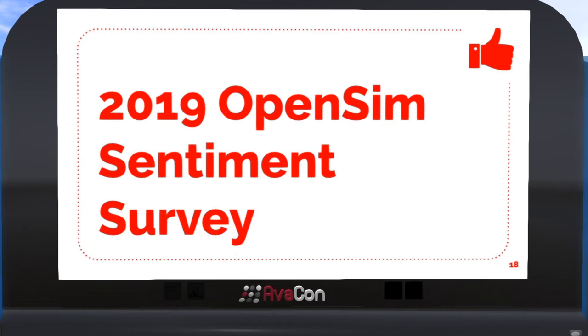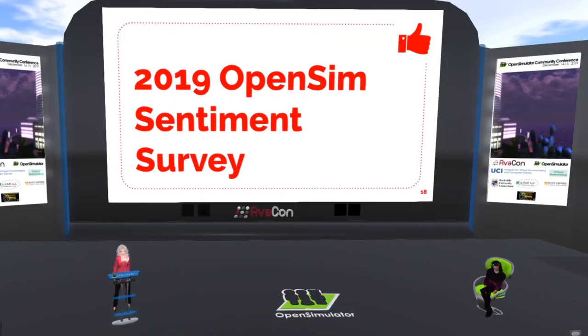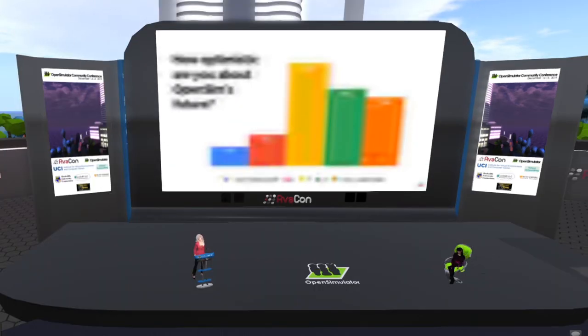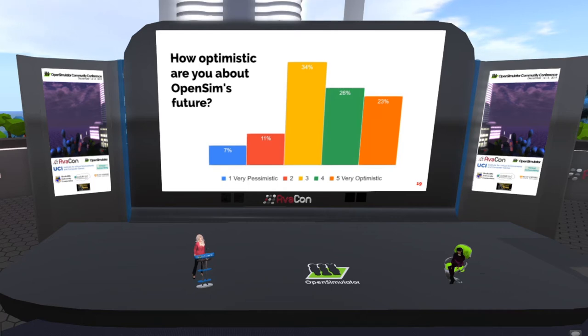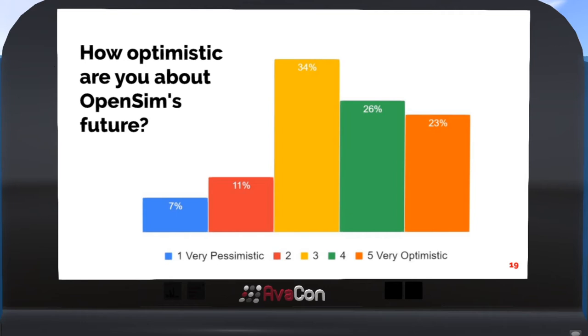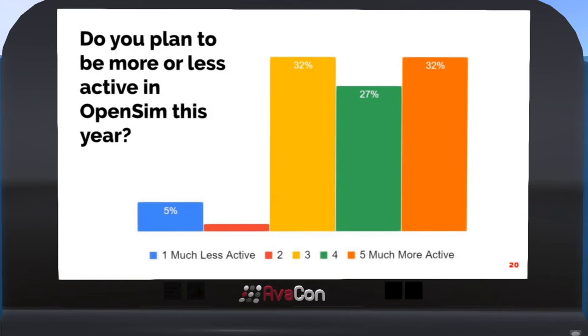I also did a sentiment survey, and this was just this past week. I have not published the numbers yet, so you're getting these numbers for the first time ever. The full story will be up on the website next week. So for the most part, people are extremely optimistic about OpenSim's future. Only 7% were very pessimistic, 11% were somewhat pessimistic, and everyone else had a positive view of what's going to happen with OpenSim. Which is a good sign because we're having some drops in the statistics, as you saw.